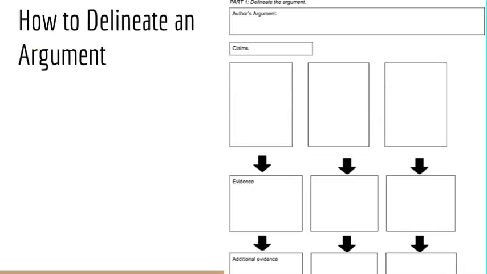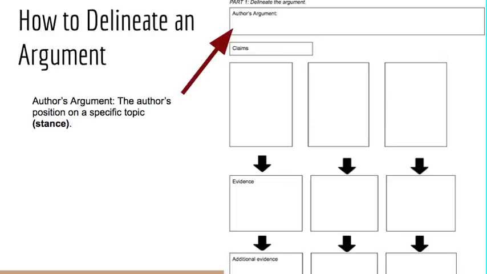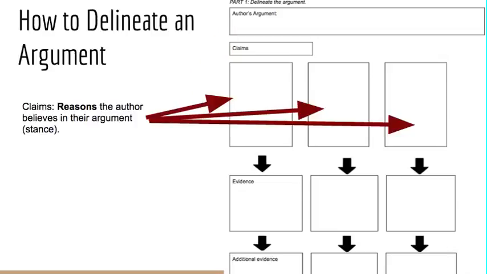This is the graphic organizer we will be using to break apart an argument when we are describing what the argument says. At the top, you'll see that you first identify what the author's argument is. This is the author's position on a specific topic, or their stance. It's what the author believes about the topic. The claims are the reasons the author believes in their argument. There will probably be more than one claim if the argument is strong, because one reason for believing in something is not enough to fully convince an audience.